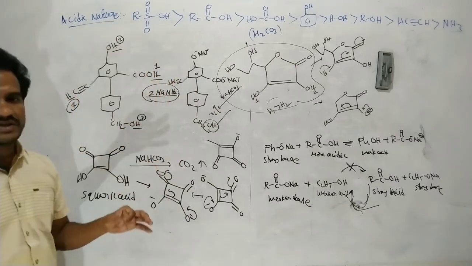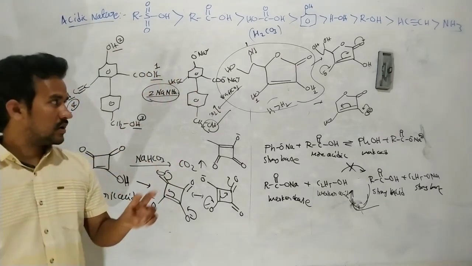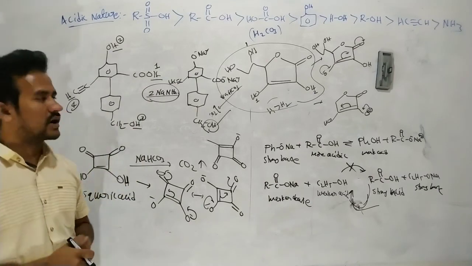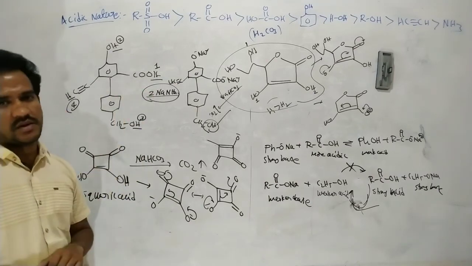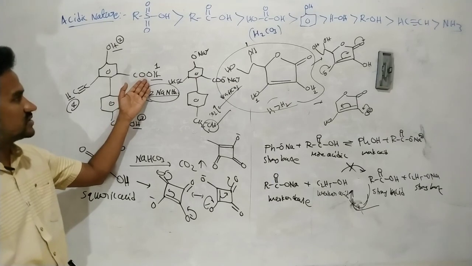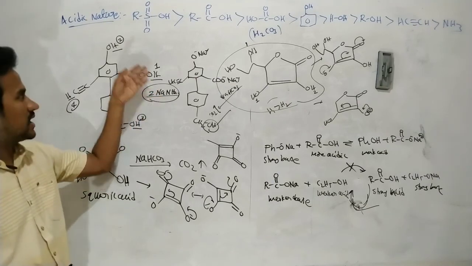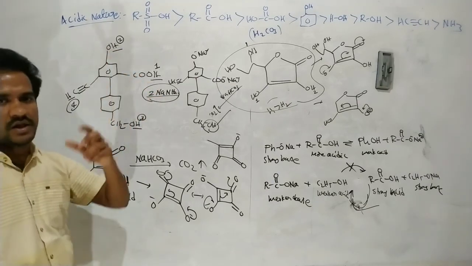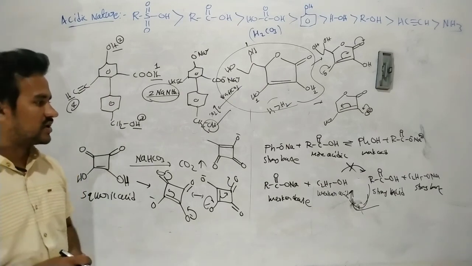The two most acidic hydrogens react with the two equivalents of the base. The carboxylic acid group is more acidic, so it reacts with the base first, and then the second equivalent reacts with the phenolic group. So this is the acid-base reaction.